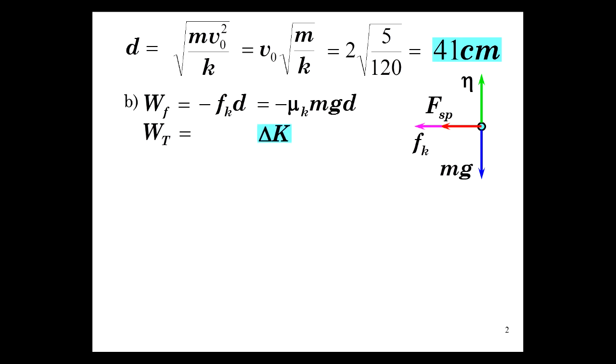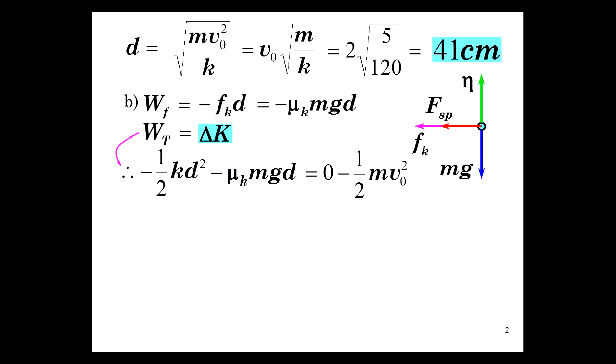All right, so then work total is delta K. Let's go ahead and account for all of it. We have the work done by the spring, minus 1/2 kd squared. It's going to be a different d than before because we now also have work done by friction, minus mu k mg d, equals final minus initial kinetic energy. Let's rearrange this: 1/2 kd squared plus mu k mg d minus 1/2 m v0 squared equals 0. You'll notice this has a quadratic form.